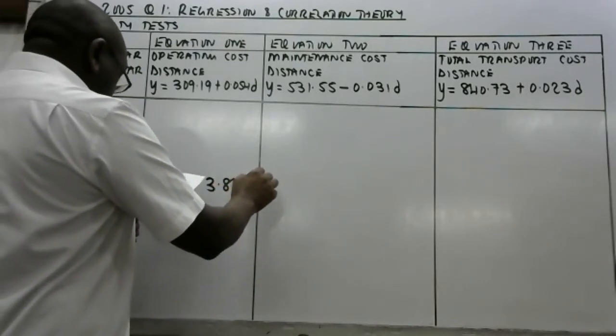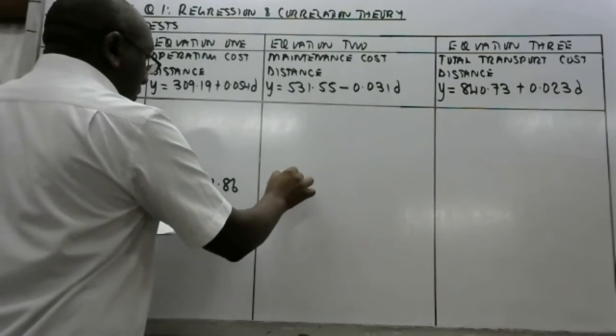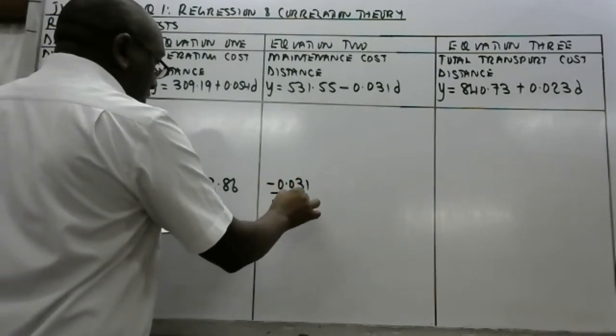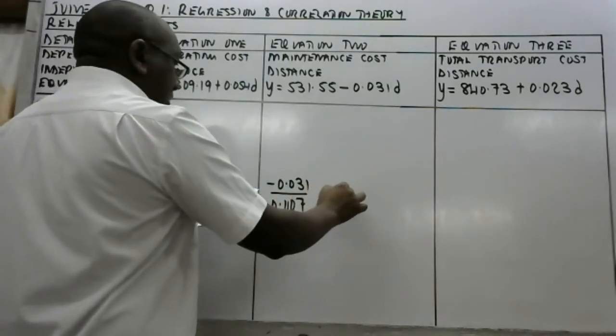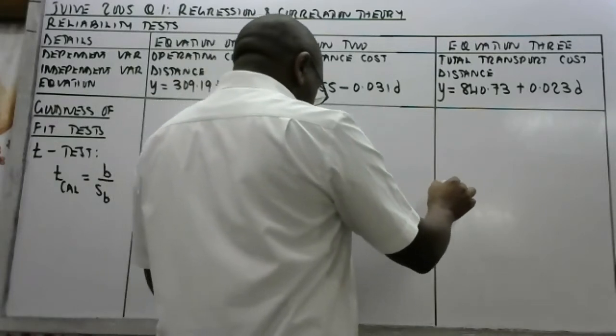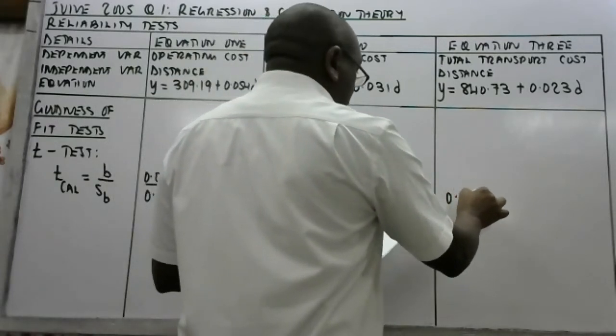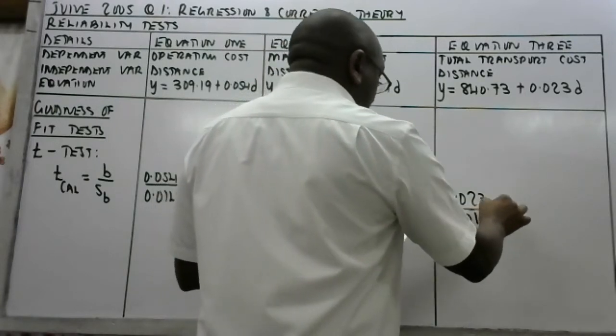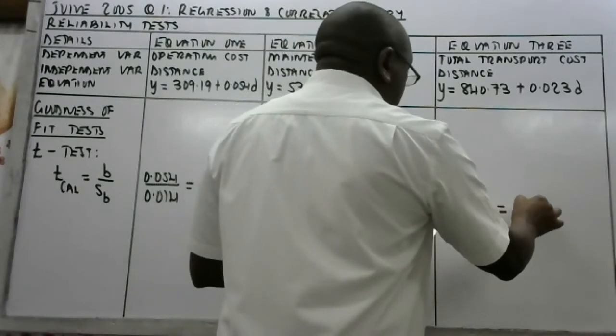This other one, you will also say the same, minus 0.031. You divide by 0.007. You should get minus 4.43. Then this other one you will say 0.023. You divide by 0.011. It is 2.09.